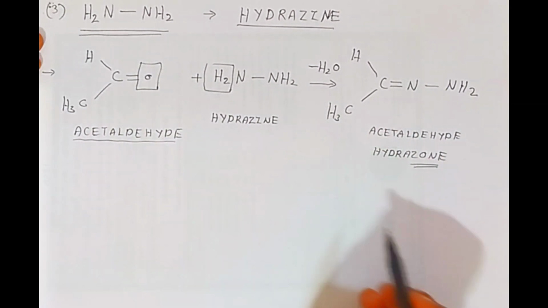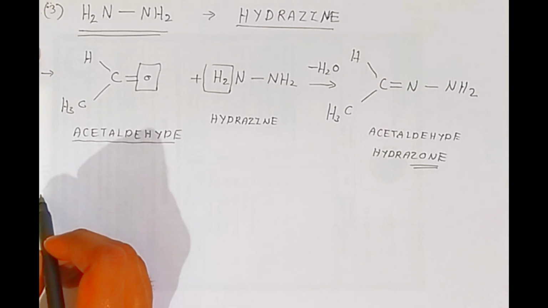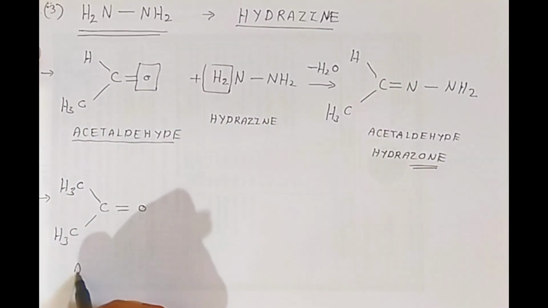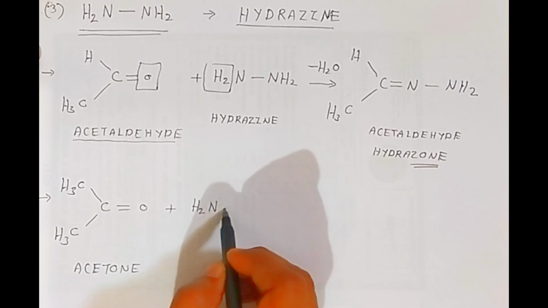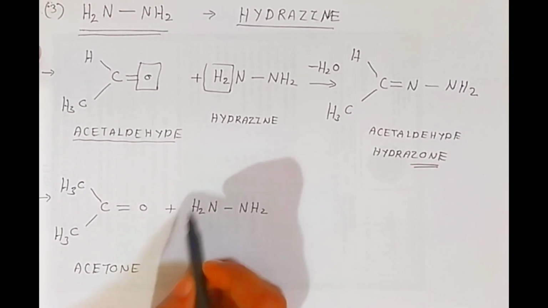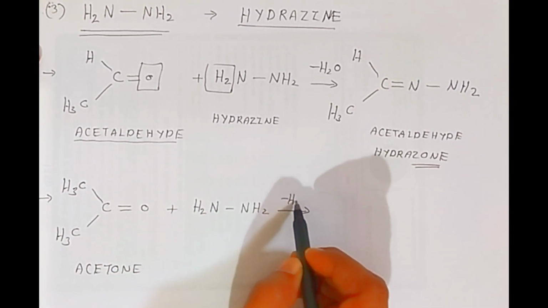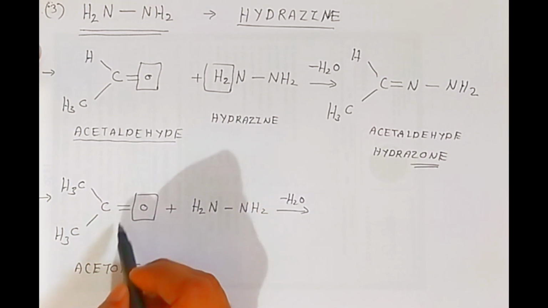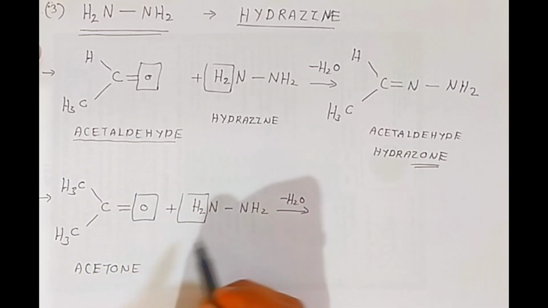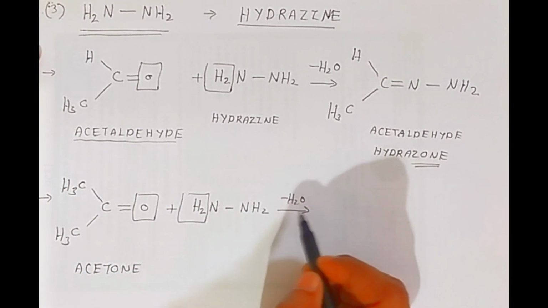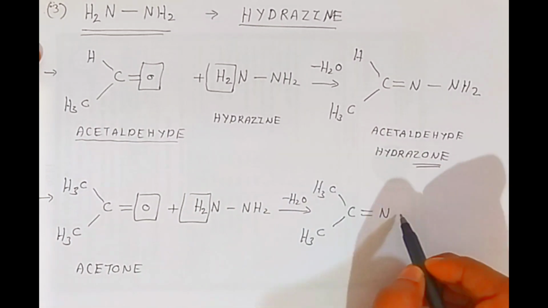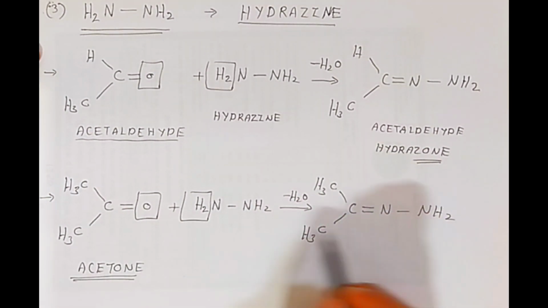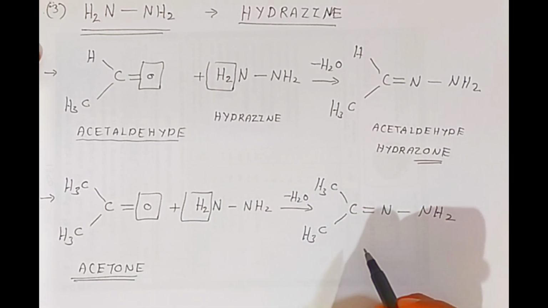Okay, students. The same thing is happening, students, in ketone also. When this acetone reacts with hydrazine, there is elimination of a water molecule. The oxygen of this carbonyl combines with the hydrogen of the hydrazine and eliminates water molecules, and then the addition reaction takes place like this. So students, when acetone is combined with hydrazine, it is called acetone hydrazone.